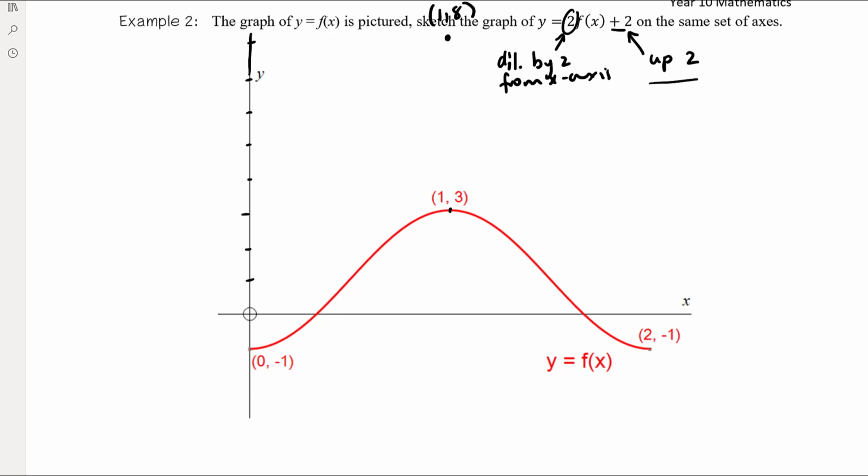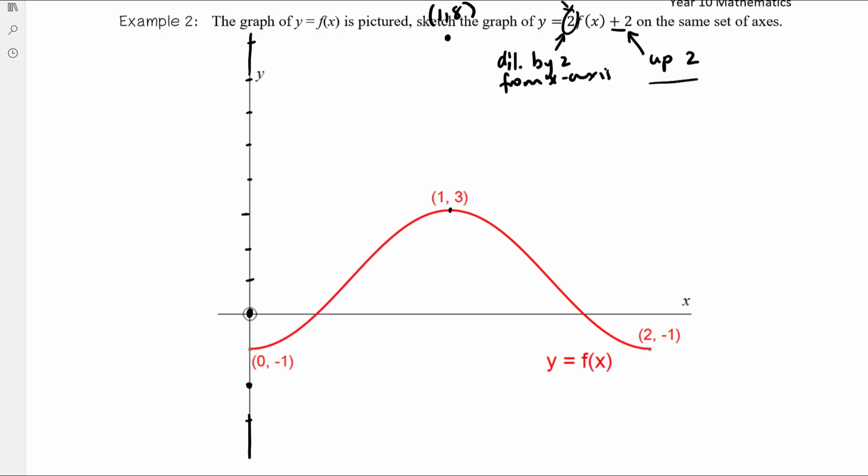This point at -1, 0, sorry, we want to dilate it by 2 from the x-axis. So this has to happen first. Dilate it by 2 from the x-axis, so that's stretching it away from the x-axis by a factor of 2, so doubling the y coordinate. Doubling the y coordinate moves it down to -2, and then we're going to move up by 2. So up by 2 is going to bring us back up to 0, 0.